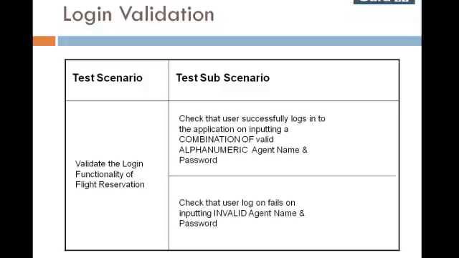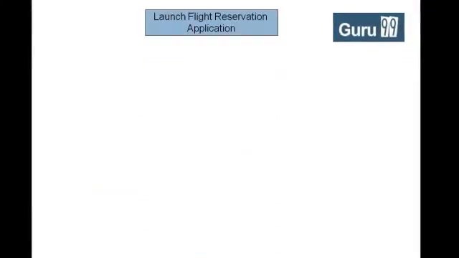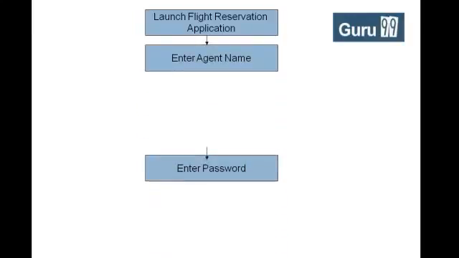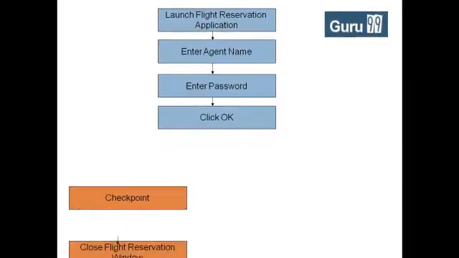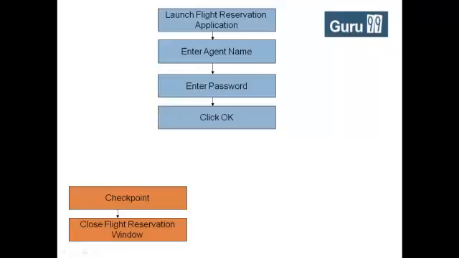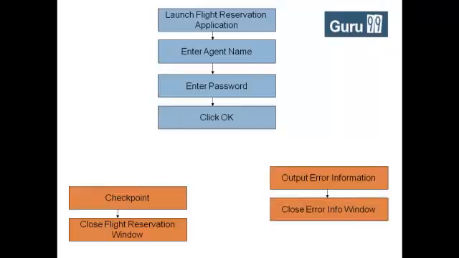We have the sub-scenarios already recorded, so the challenge is to integrate them. You may observe for both the scripts, the steps launch flight reservation application, enter agent name, enter password, click OK are the same, while the steps checkpoint, close flight reservation application are different for the positive scenario, and the steps output error information, close error information window, close login dialog box are different for the negative scenario.